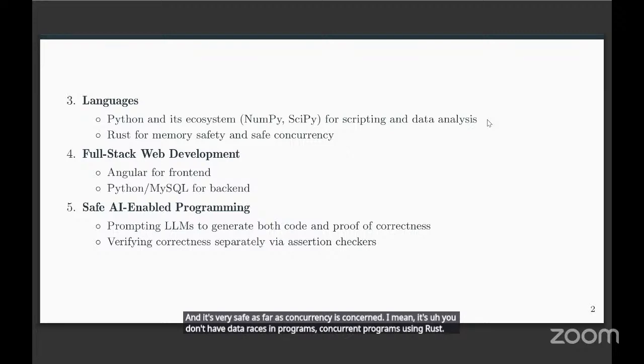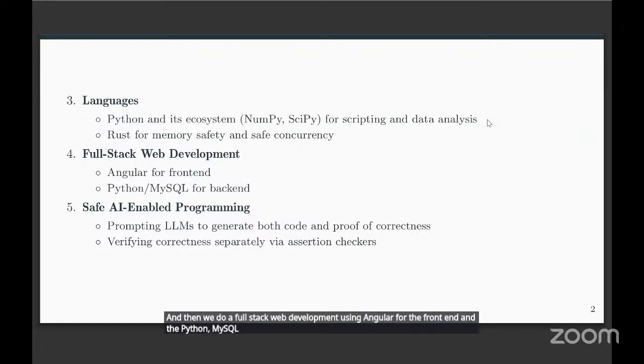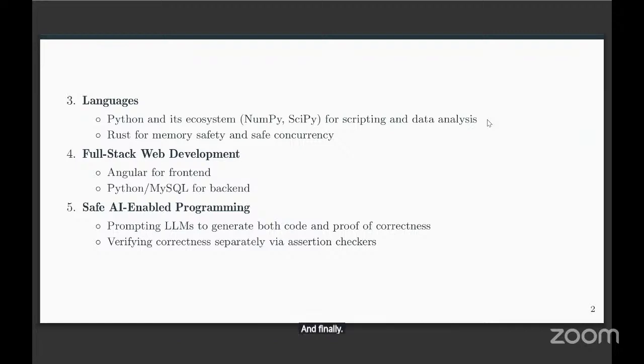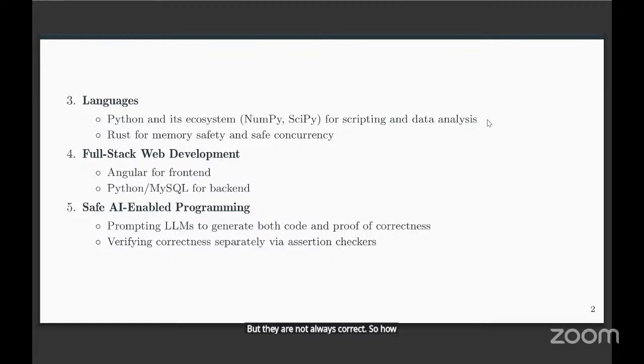And then we do full stack web development using Angular for the front end and Python MySQL for the back end. And finally, the fifth part is, we are being slightly adventurous over here. So we are talking about, after all, people are going to use AI for programming. So we are talking about safe AI-enabled programming. That means programs are generated using some LLMs, but they are not always correct. So how do we ensure the safety of such programs?